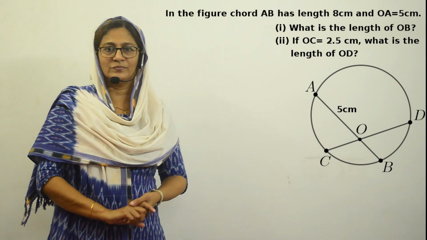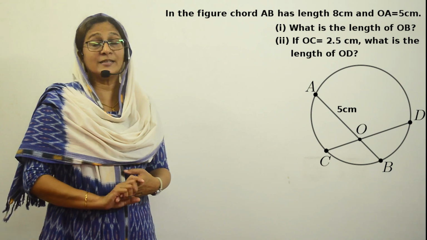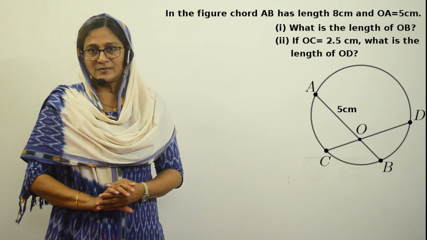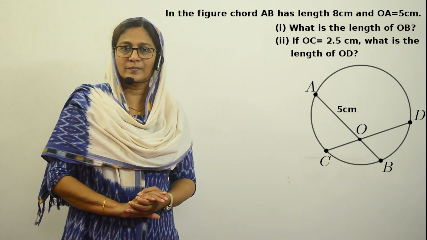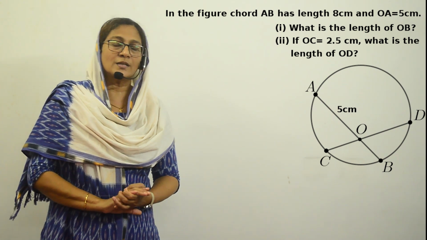Let's do some questions. Here is the first one. In the figure, AB has length 8 centimeters and OA equals 5 centimeters. What is the length of OB? If OC equals 2.5 centimeters, what is the length of OD?